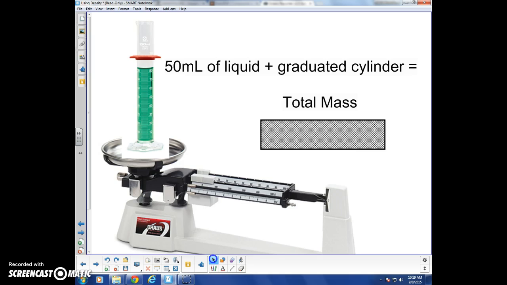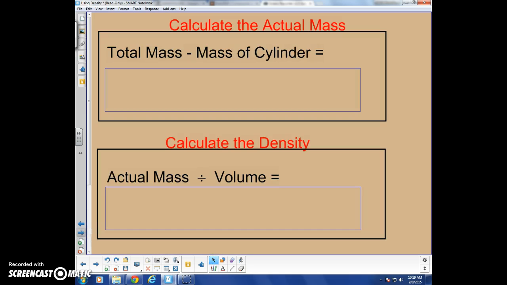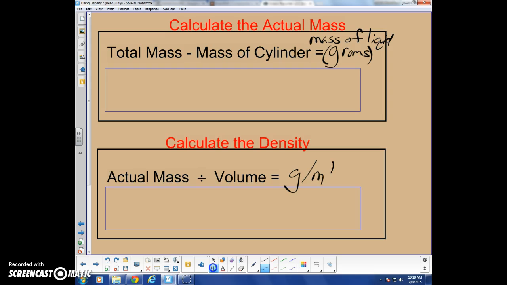You're going to have to use subtraction here and take the total mass, subtract the mass of the cylinder to find the mass of the liquid in grams. This is the mass of the liquid. Then you can take your actual mass, divide by the volume, which you read from the cylinder, and you can find the density, and that is going to be in grams per milliliter.